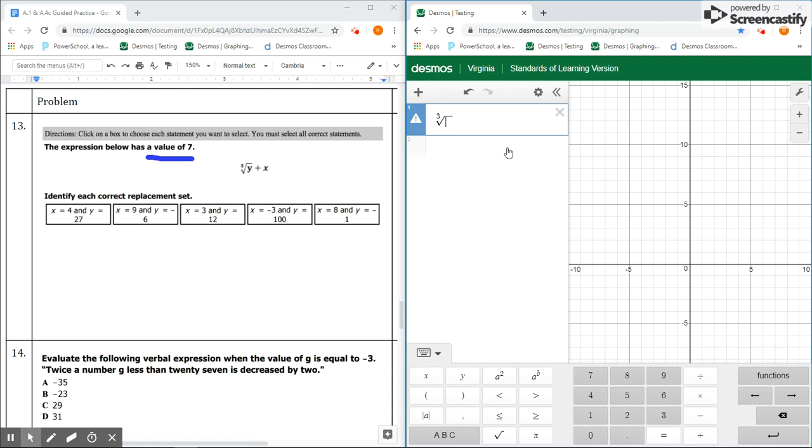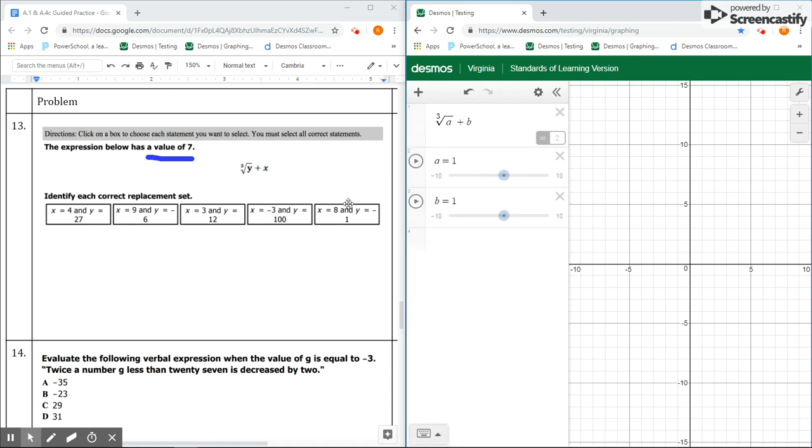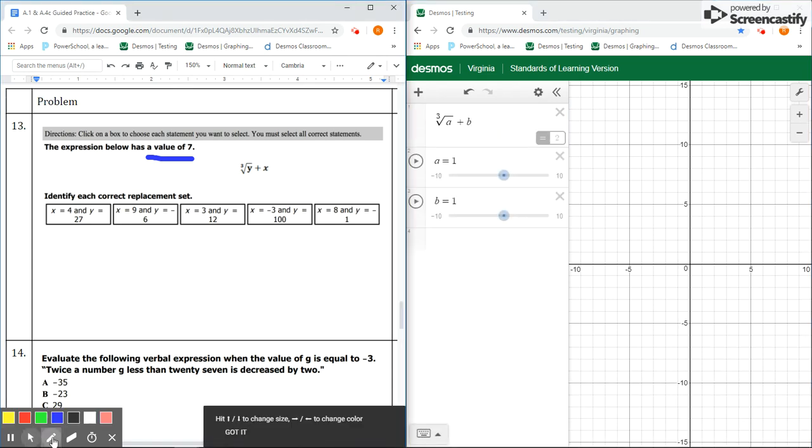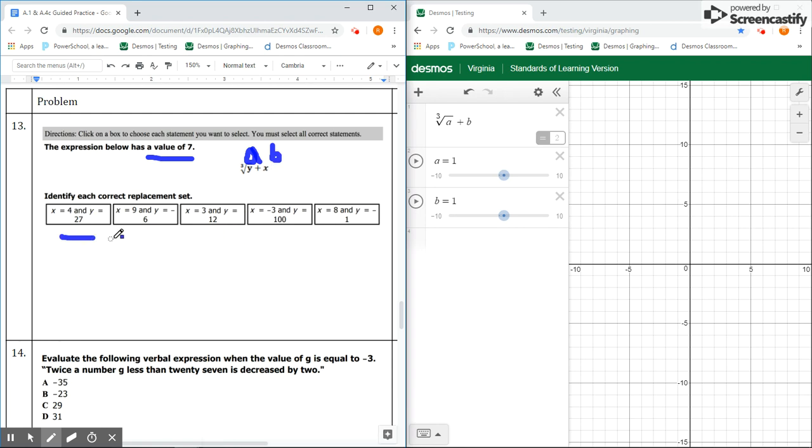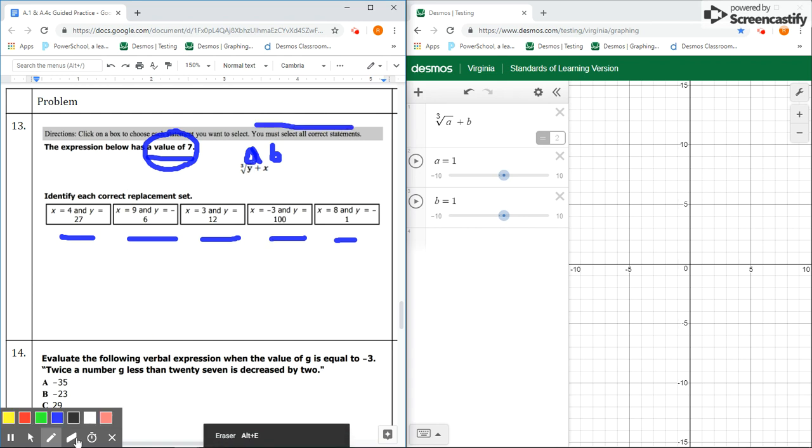All right, I'm going to do cube root of a. I need to press the right arrow to get out of the cube root, and then plus b. Okay, I'm going to change them to sliders, which means I can change the number. And if you notice, I changed y to a, and I changed x to b. I'm going to type in each of these number sets, and whichever ones give me 7 will be my answers. Notice it says you must select all correct statements, so there will be more than one answer. Okay, so I'm going to look at the first one.